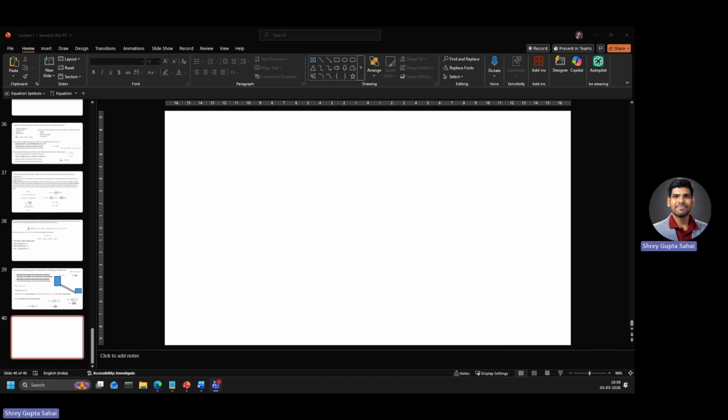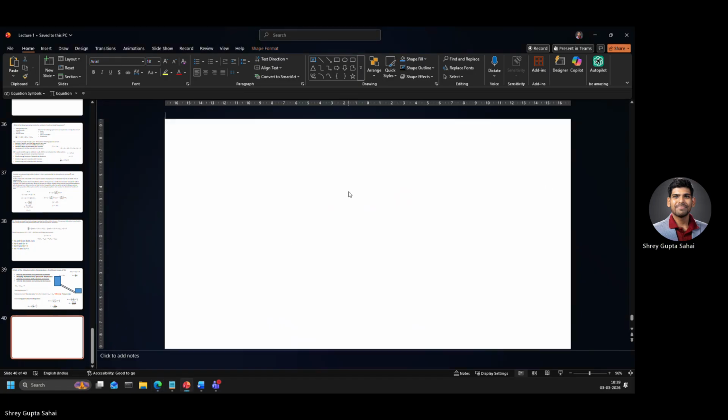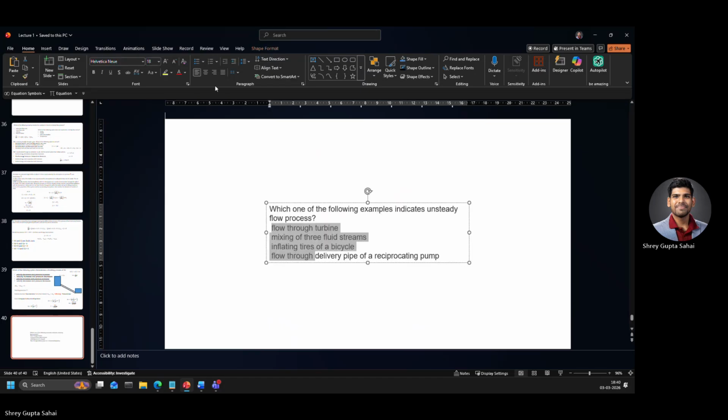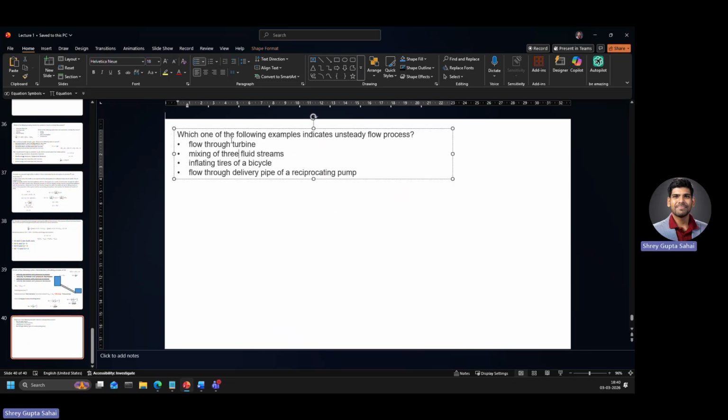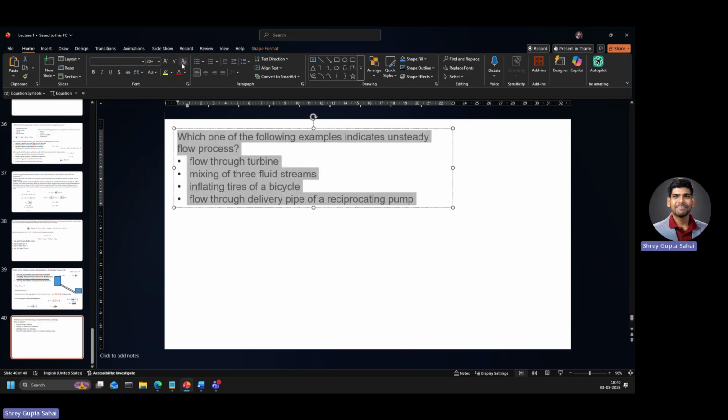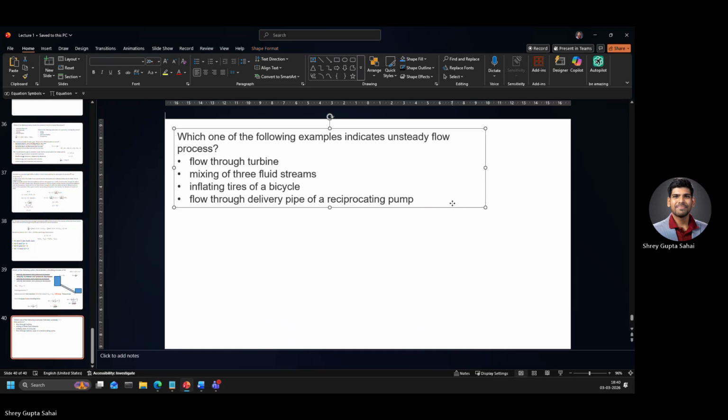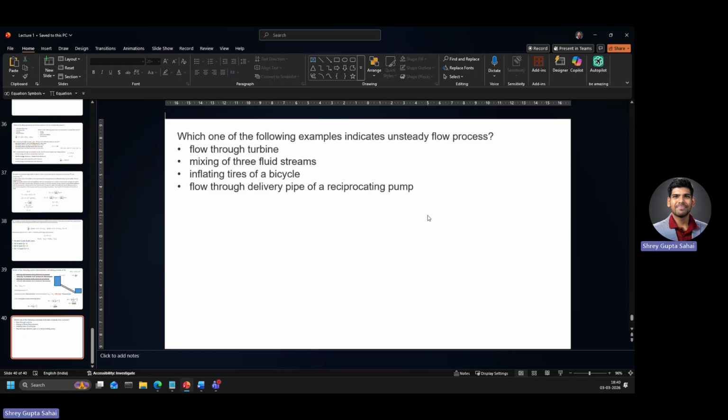Now the next question is this. Let's look at the next question. Which one of the following indicates unsteady flow processes? In an unsteady flow process, as you know, there should be accumulation or depletion of energy, or depletion or accumulation of mass. So these things should happen.